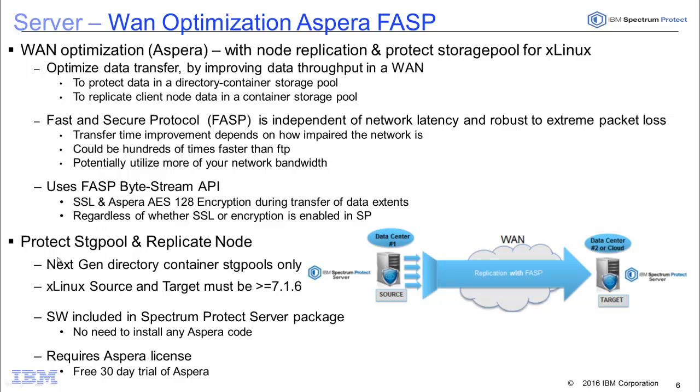We currently support Aspera FASP on protect stgpool and replicate node for next generation container storage pools. It does have to be a Linux source and target server, and they have to be at least at version 7.16. Now the Aspera FASP code is included with the Linux Spectrum Protect version 7.16 software, so you don't have to install any extra code. However, you will be required to purchase an Aspera license for both the source and target Spectrum Protect server. And I will show you how you can get a free 30-day trial.